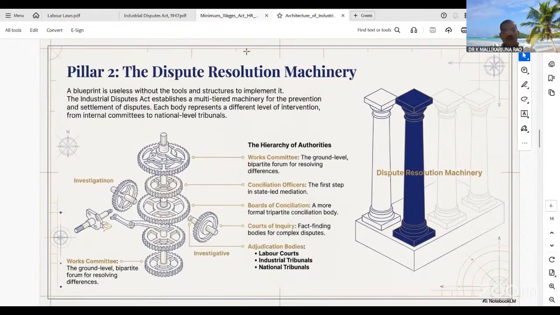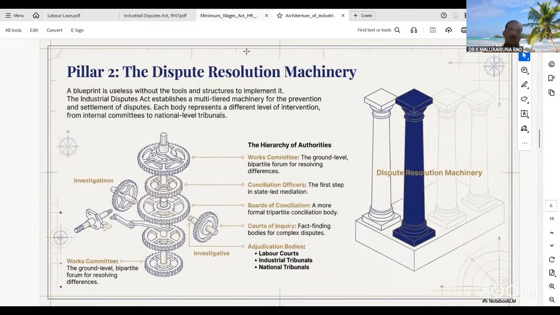Then the third step is the board of conciliation. It is a more formal tri-party conciliation body. The body consists of the workman side and the management side, and other third parties are also involved here. The board of conciliation officers will sit together and discuss the company's issue. Both sides will try to resolve the issue of the organization or industry.